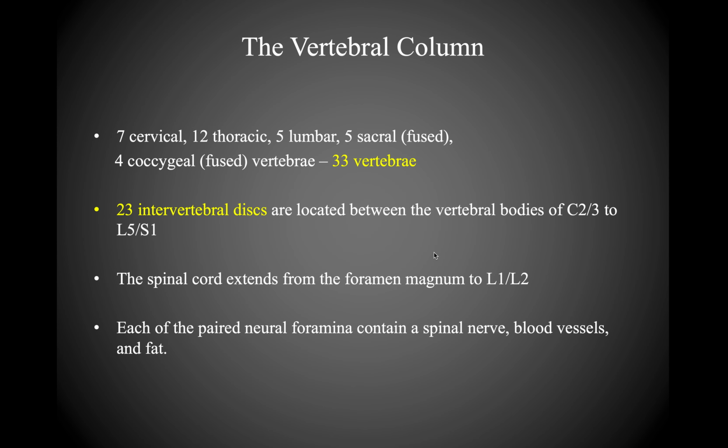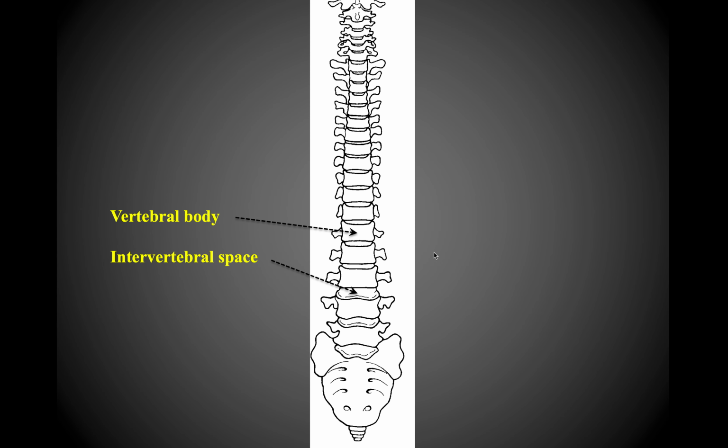And remember that the spinal cord itself extends from the foramen magnum all the way down to L1, L2, and then finally there are the intervertebral foramina or neuroforamina in between adjacent vertebrae where the spinal nerves exit. These are also going to contain blood vessels and fat in addition to the spinal nerve.